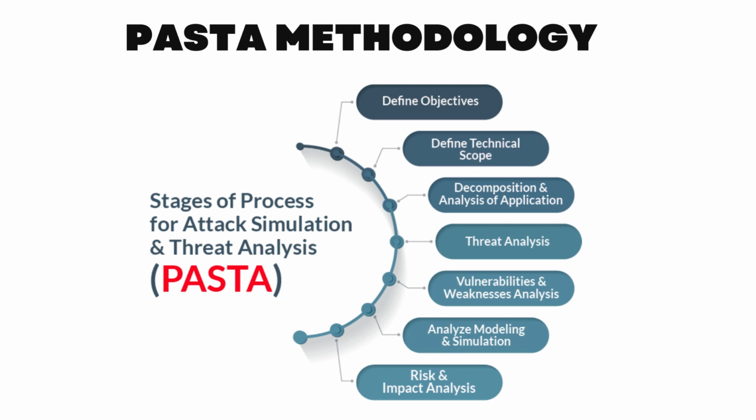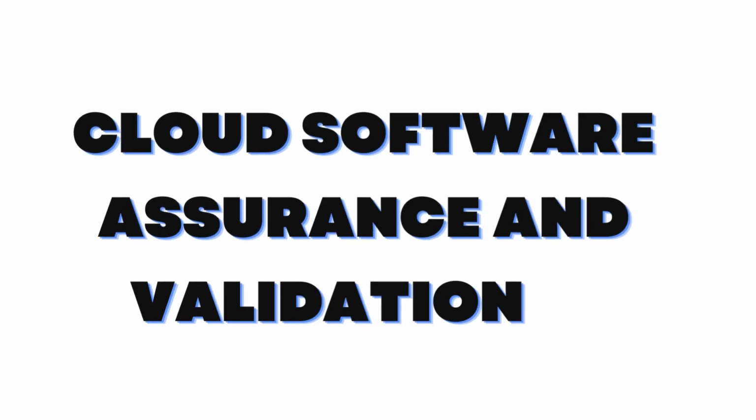You take everything that you've learned and you refine your business impact analysis. You get a full output of the prioritized risk, what needs to be remediated, and a full risk mitigation strategy. Okay, so I hope that you understood that, guys. Now we're going to move on to cloud software assurance and validation.